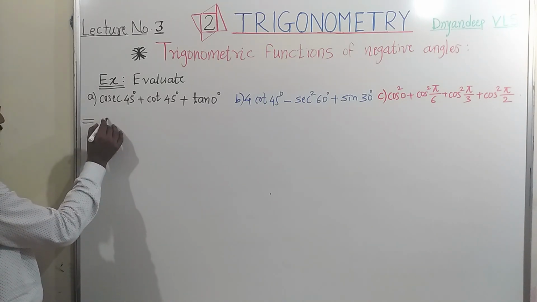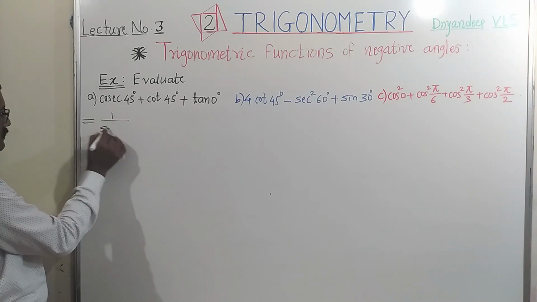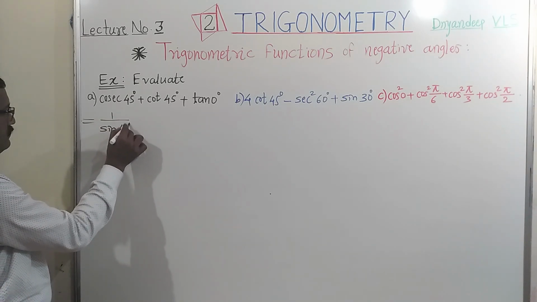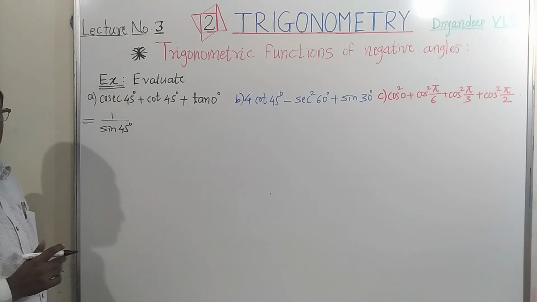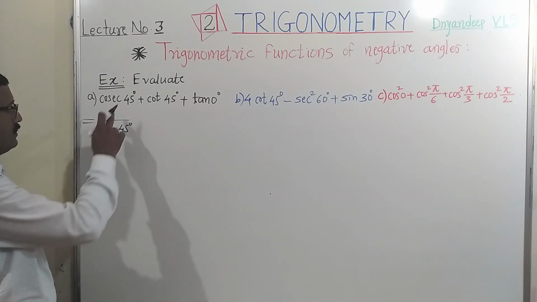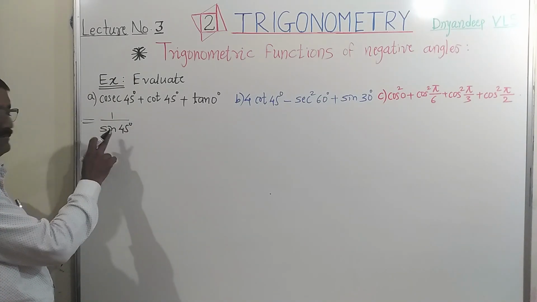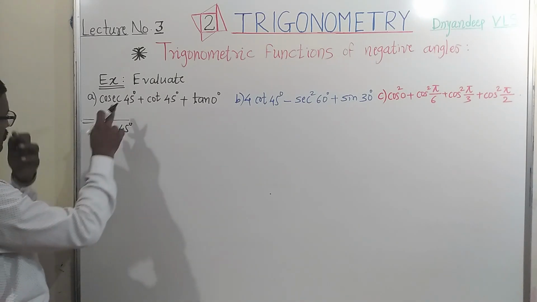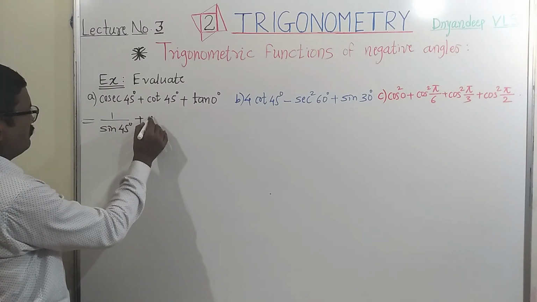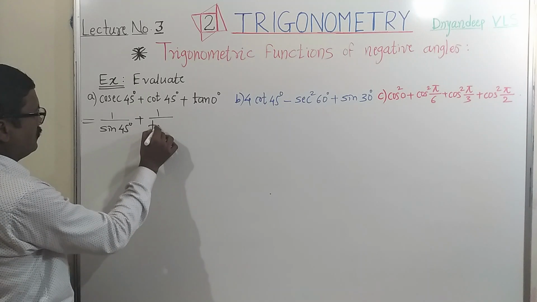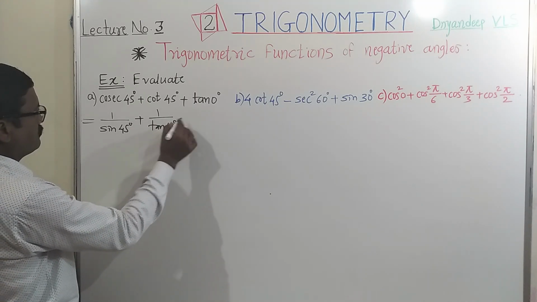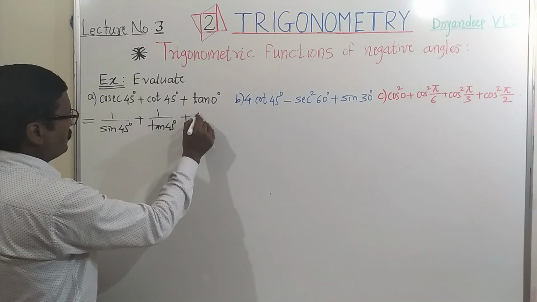So I will write this or equal to this. Cosec is nothing but 1 upon sine of 45. If you know the value of cosec 45, you can put it directly as root 2, or it is 1 upon sine 45, and sine 45 is 1 upon root 2. You will get the same. Plus cot means 1 upon tan 45. Plus tan 0 is tan 0.